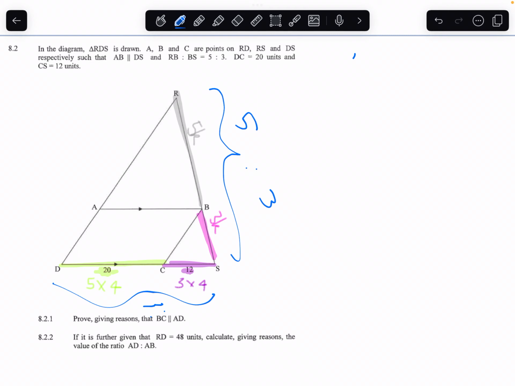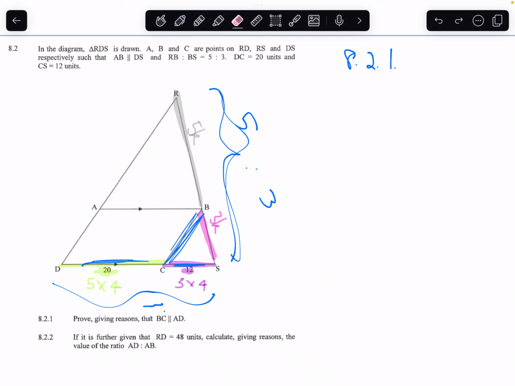Because of 8.2.1, we know that RB to BS is 5 to 3. So by showing that these two segments also exist in a 5 to 3 ratio, or 3 to 5 ratio, whatever, then we're showing that this line has split both sides into the same ratio, and therefore it must be parallel to the other side that isn't getting split.